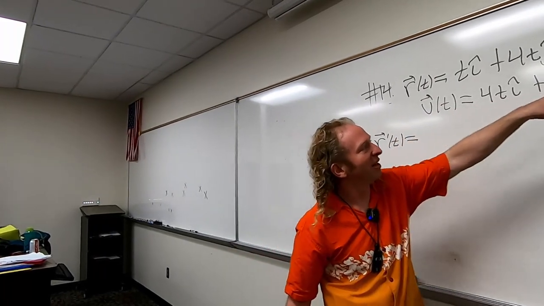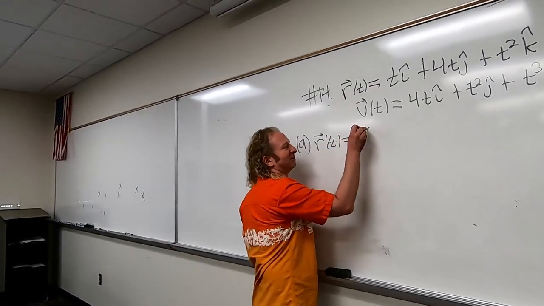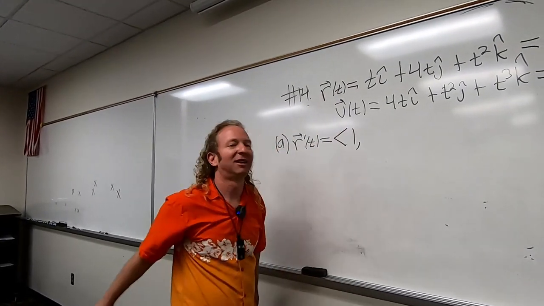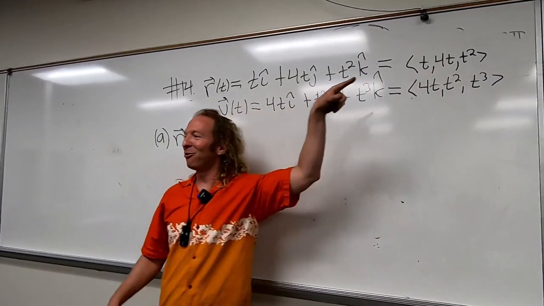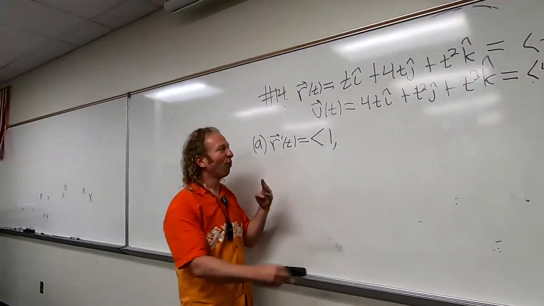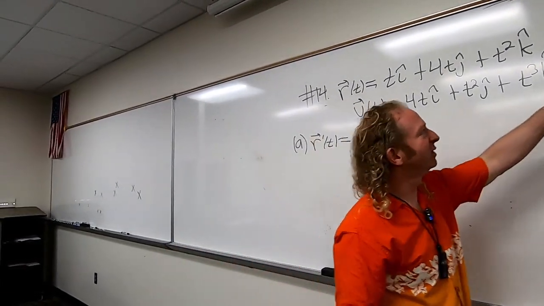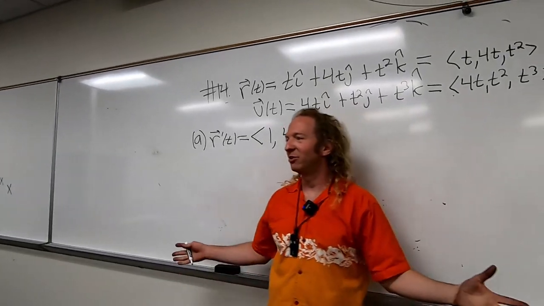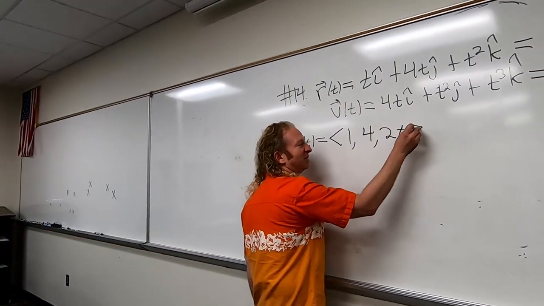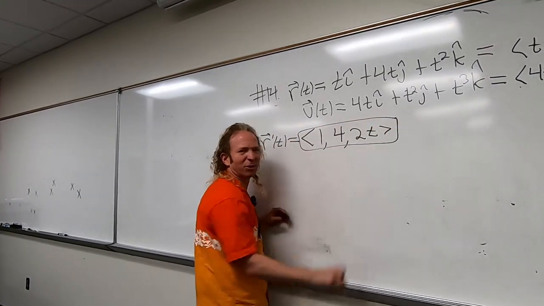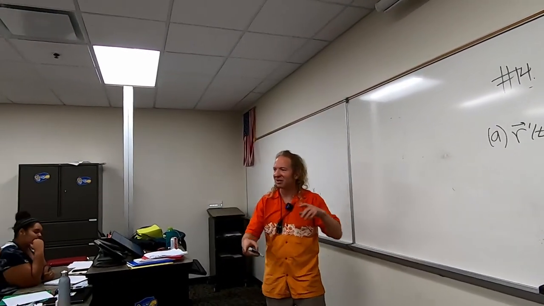All right, so let's see. The derivative of t is 1. Uno. Dos. The derivative of 4t is 4. And then the derivative of t squared is 2t. That's it. That wasn't so bad. It's so much easier in component form. You don't have to write the i hat, j hat, and k hat. Does that make sense? Yeah, it makes sense.